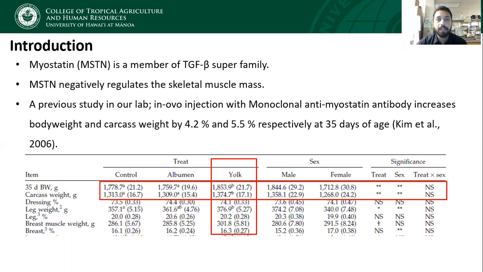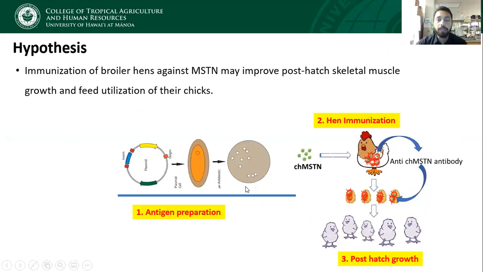A study from our lab shows that when monoclonal anti-myostatin antibody was injected inside egg yolk, it increased the body weight by 4.2% and carcass weight by 5.5%, as shown in this table. So we hypothesize that when a hen is immunized against recombinant myostatin, it's going to produce anti-myostatin antibody, which will suppress the myostatin activity and increase the muscle mass of the broiler chicks.